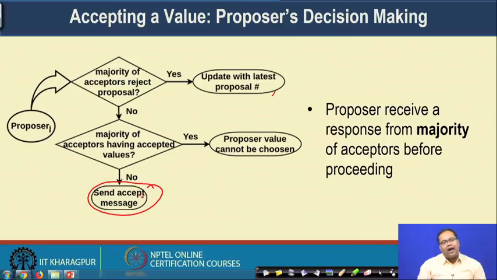So, the idea is that whenever the majority of the acceptors are sending accepted values, if they have accepted your value, then that means the value that you have shared is coming to be a consensus. It is just like you have proposed a pizza, you have proposed a subway, and once majority of your friends have accepted the subway, from that vote all of you can go for subway.